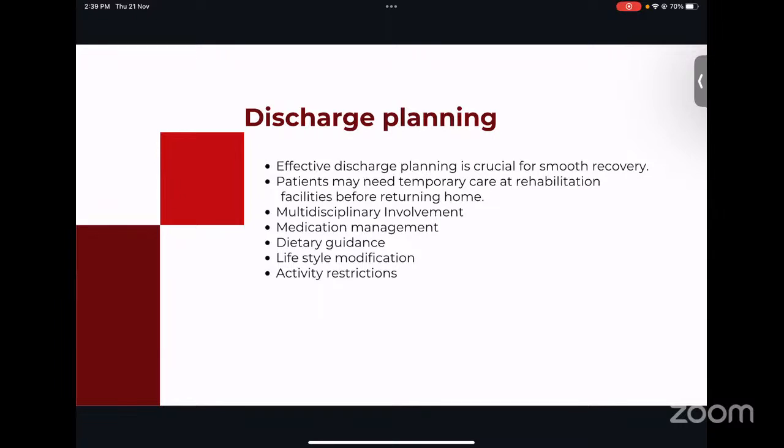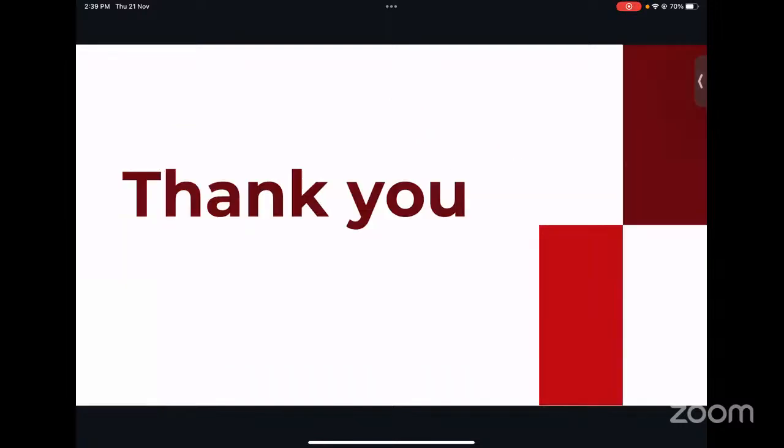Medication management for the patient. Patients should receive a detailed medication list, including the need for each medication, potential side effects, and instructions regarding the medication. Patients also will need dietary guidance, lifestyle modification, and activity restriction.